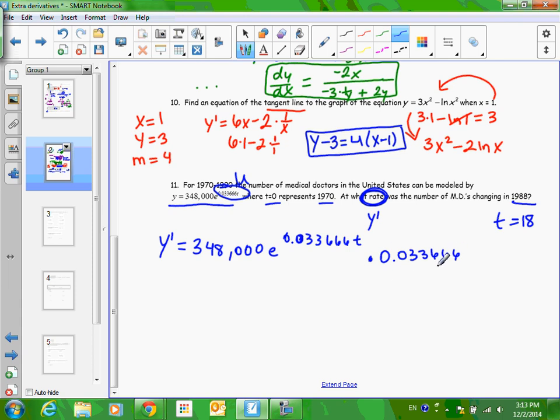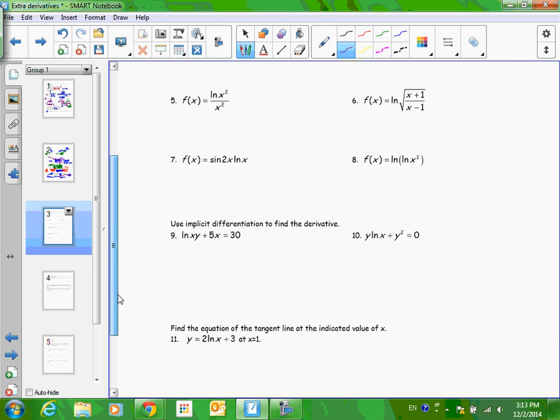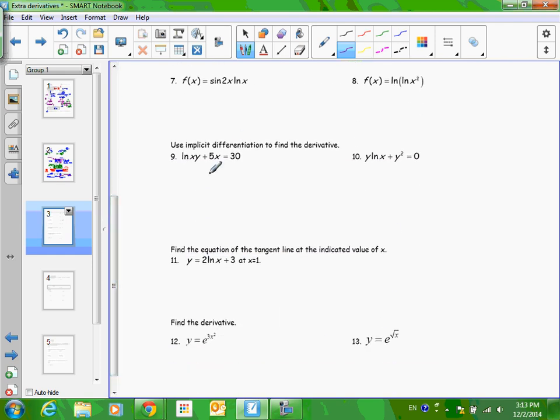All right, and then to finish this problem out, you just need to take 18 and plug it in for t. I'm going to let you do this part on your own, and I'll give the answer tomorrow. And then your homework is to do 1 through 13, so just that next page. Okay?